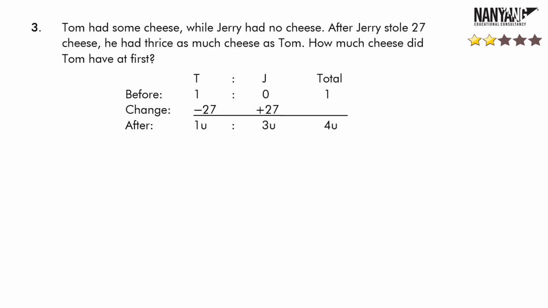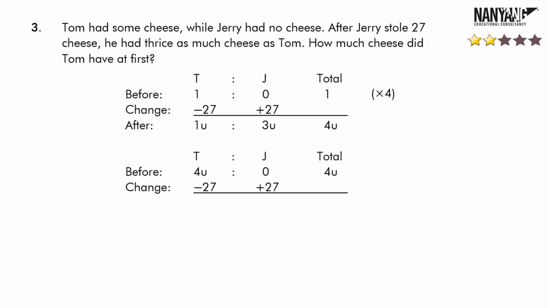Now let's look at our total. Before that, it will be 1 part, and after, it will be 4 units. So we need to equate it by multiplying the top row by 4. With that, we can get our new before change after table. Before row, 4 units is to 0. Our change stays the same. And after, 1 unit is to 3 units.